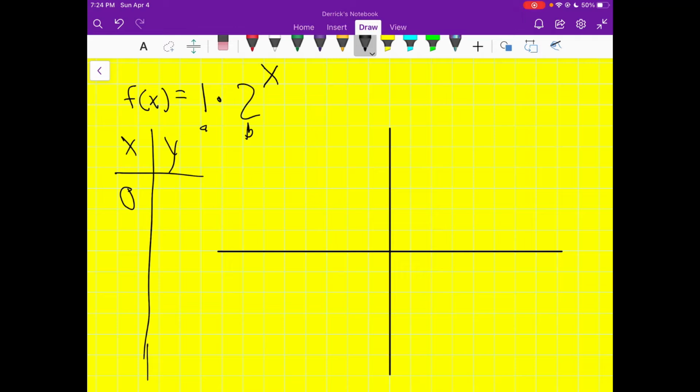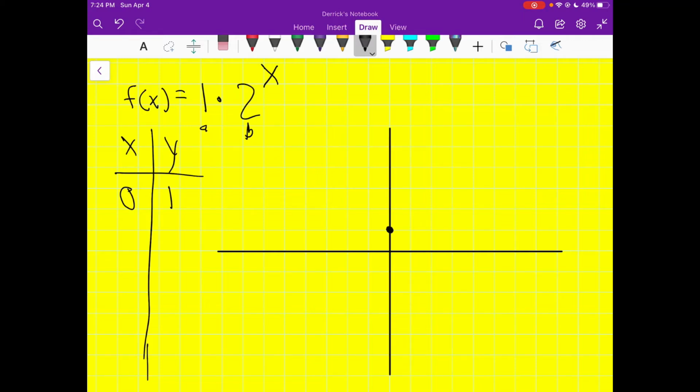So if we plug in 0, then that would mean we are effectively taking 2 to the 0 power. Well, if you remember your properties of exponents, anything taken to the 0 power is going to equal 1, guaranteed. So (0, 1) would be a coordinate point for this graph. Put a dot there.